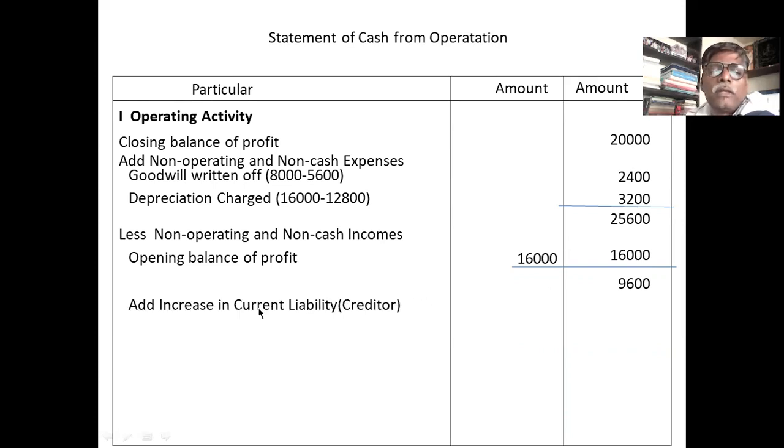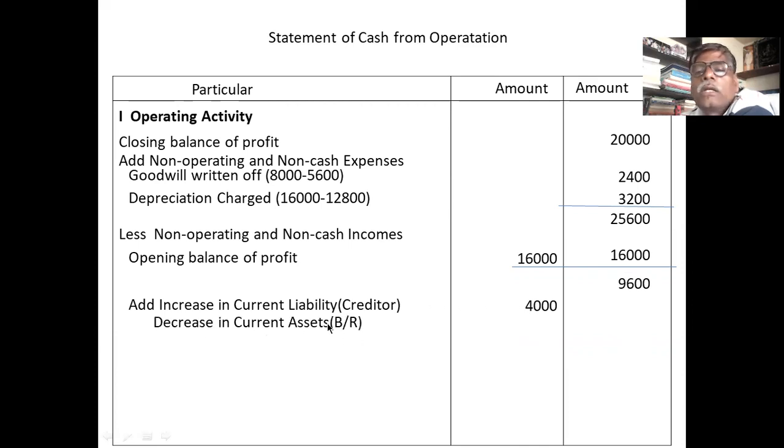So for this, you add increase in current liability. If you see the current liabilities and if there is an increase in the current liability, you take that. Creditors increased, so the increased amount you take. 4,000 is the increase in the creditors. And if other current liabilities are increased, you write one by one and take the increased amount.